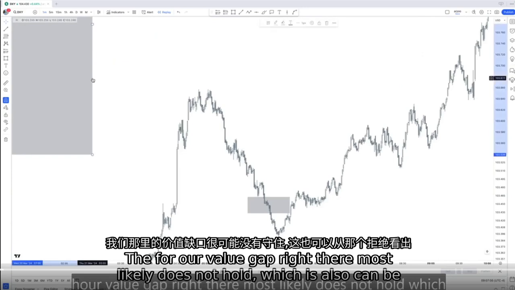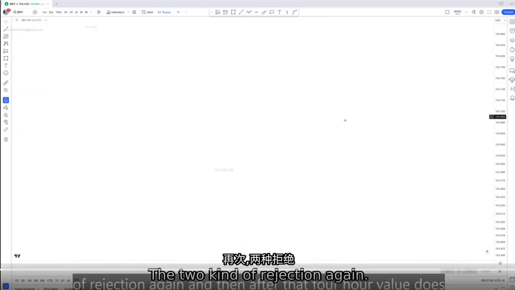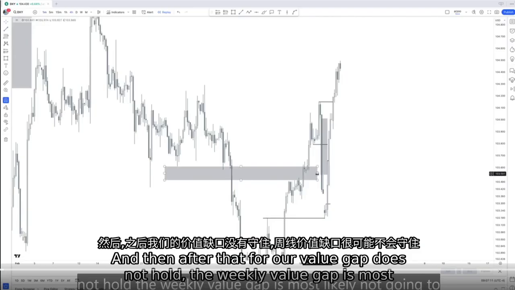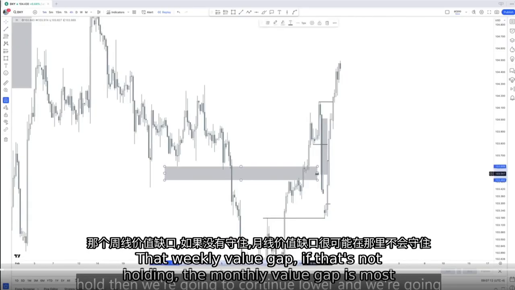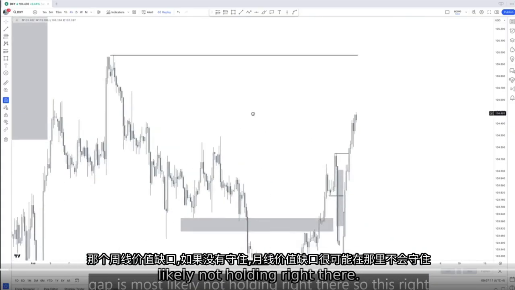The 4-hour value gap right there most likely does not hold, which can also be seen by that rejection right there, the 2-candle rejection again. And then after that 4-hour value gap does not hold, the weekly value gap is most likely not going to hold. That weekly value gap, if that's not holding, the monthly value gap is most likely not holding right there.